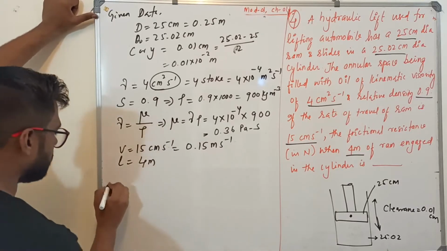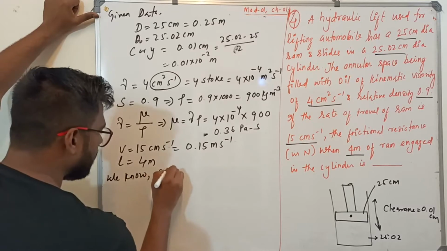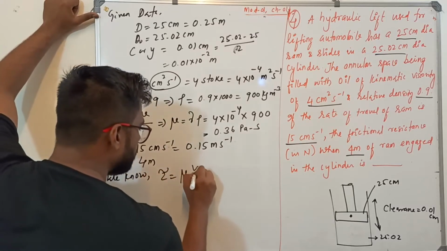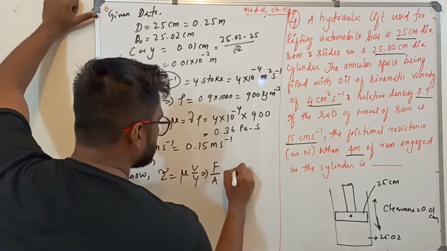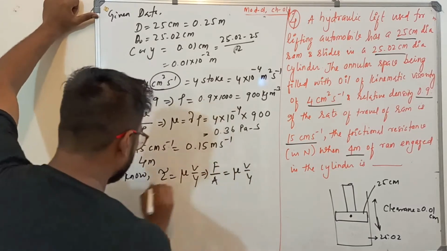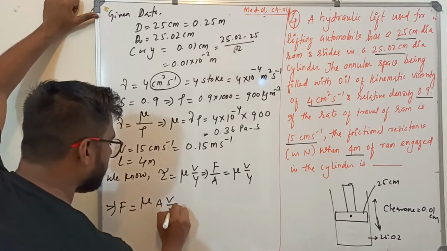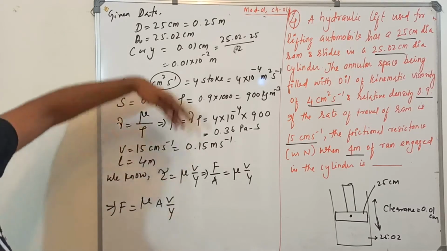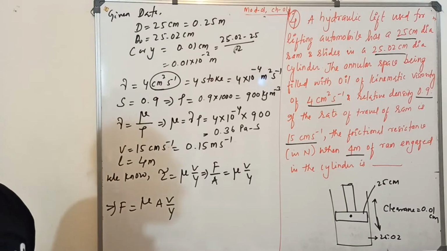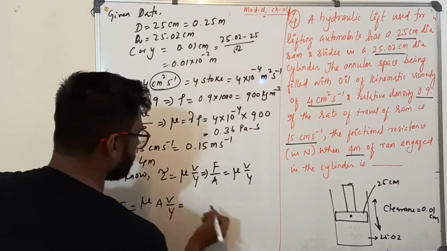Very simple question. See, we know from Newton's law of viscosity, tau is equal to mu v by y. What is tau? Shear force per area. F by A is equal to mu v by y. This implies F is equal to mu A v upon y. Mu A v, this is the frictional resistance in Newton. That's why we have converted everything in terms of SI unit. Now put the formula, get the answer.